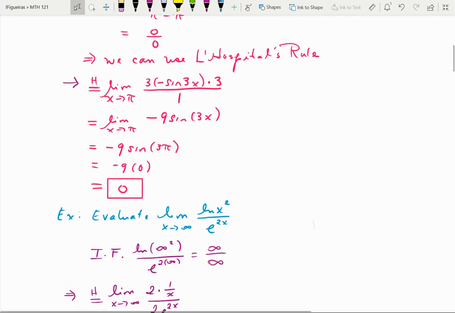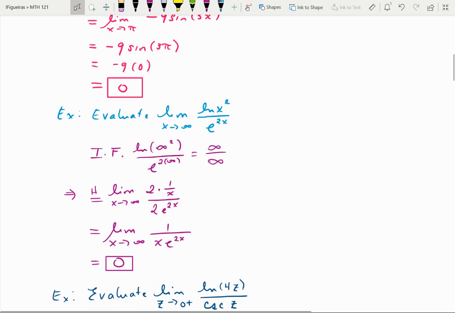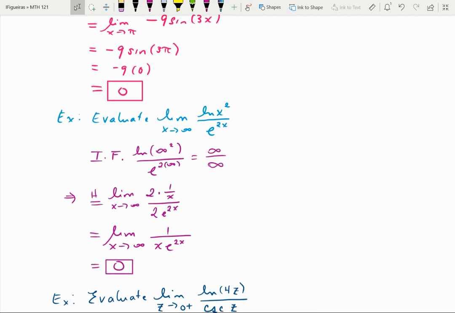All right, so here's another example. I want to evaluate the limit as x approaches infinity of ln of x squared over e to the 2x. So what's the indeterminate form? If you were to plug in infinity, the natural log of infinity squared is just infinity.